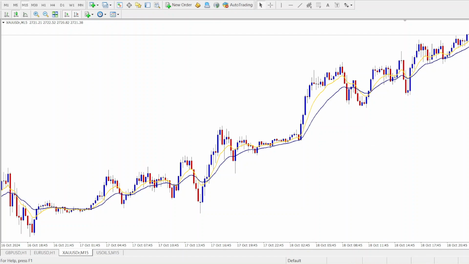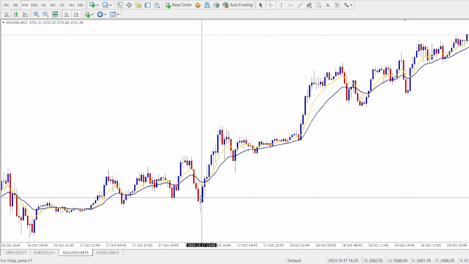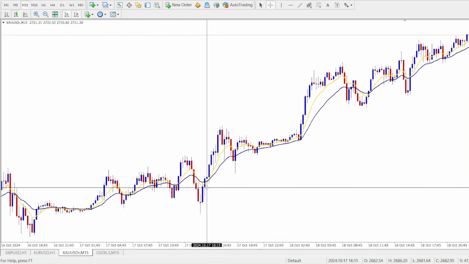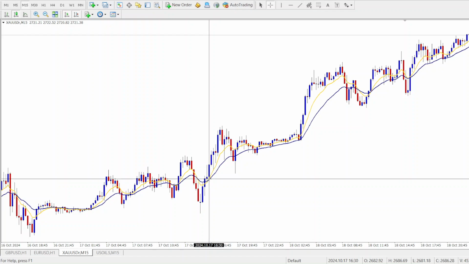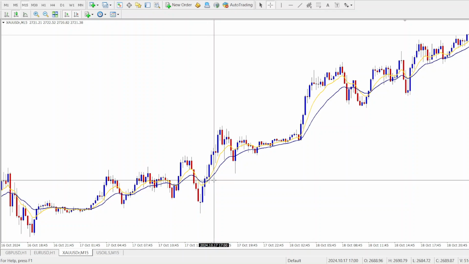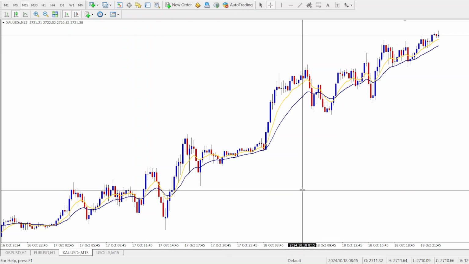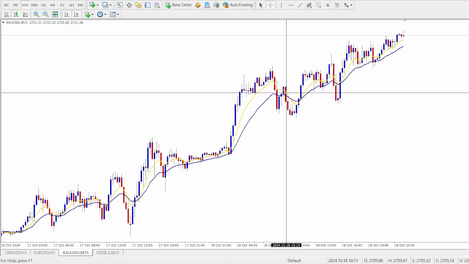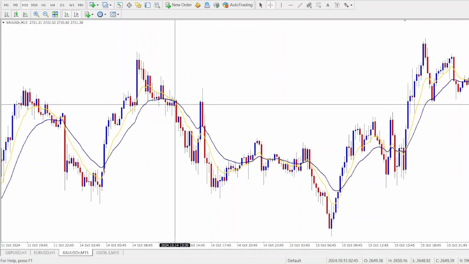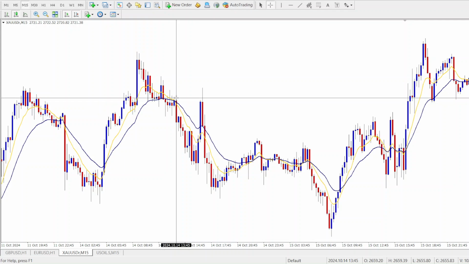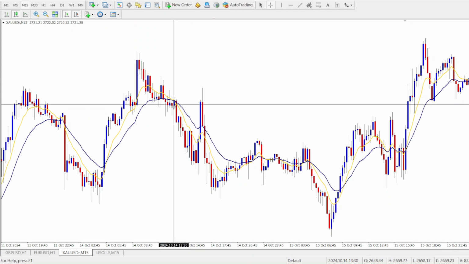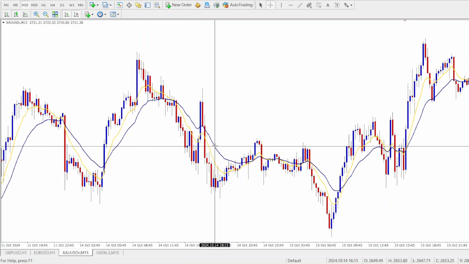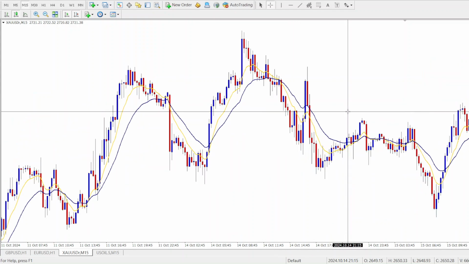Now how do you interpret the EMA signals? It's an easy strategy. When the 9 EMA crosses above the 20 EMA, it indicates a potential buy signal. This crossover suggests that the short-term momentum is gaining strength. As for a bearish signal, when the 9 EMA crosses below the 20 EMA, it indicates a potential sell signal, suggesting that the momentum is shifting downwards. That's for crossovers.